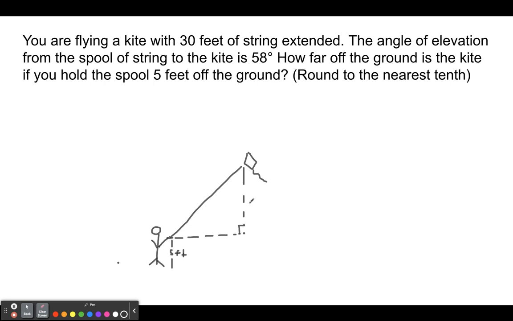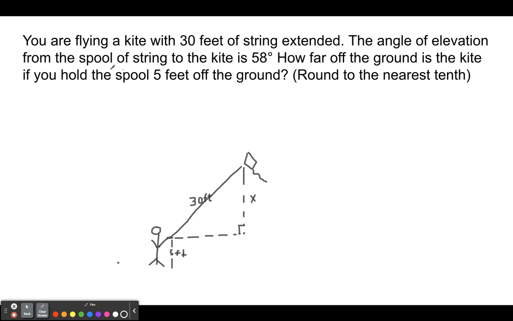Okay, so think about, can you figure out how far off the ground the kite is? All right, so given the information that you're flying a kite with 30 feet of string extended, hopefully you labeled the 30 feet as this side right here. And then if we want to know how far off the ground the kite is, that means we're going to be looking at this length right here. So that means we're looking for this side length.